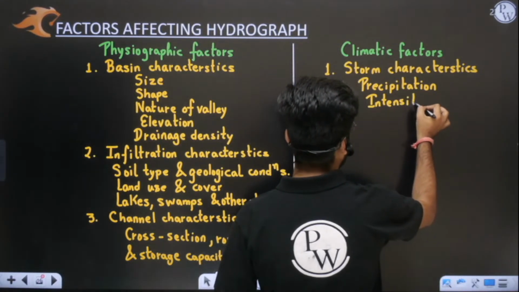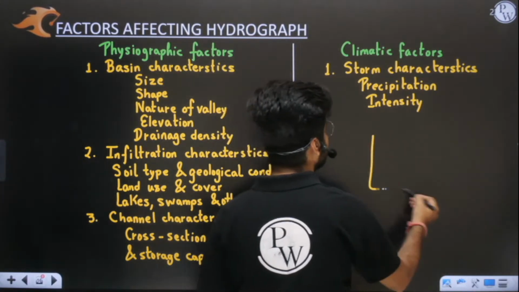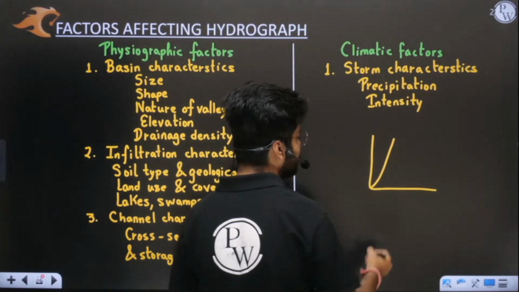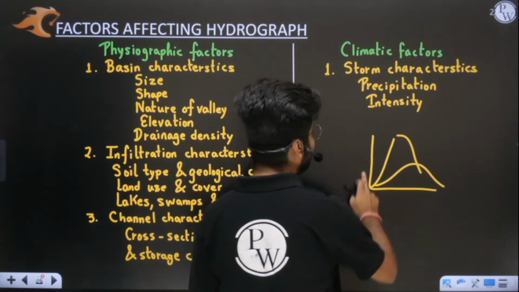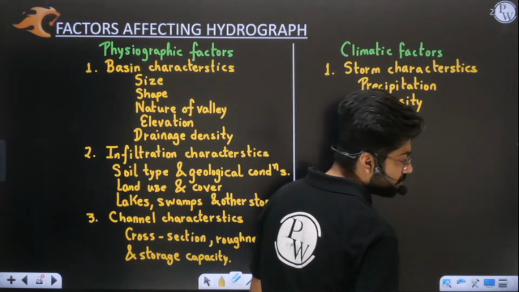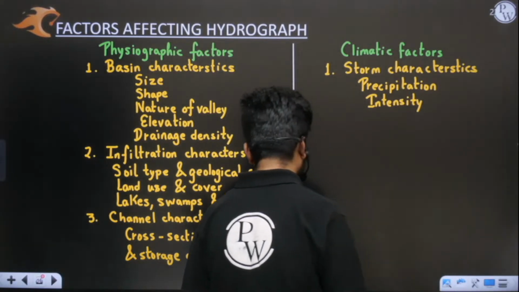What is the intensity of rainfall? Is your rainfall more intense or less intense? If more intense, then obviously this graph will rise sharply. If less intense, obviously it will be mild. Yes or no? It will be mild. Intensity of rainfall, and how much total volume of rainfall is there?